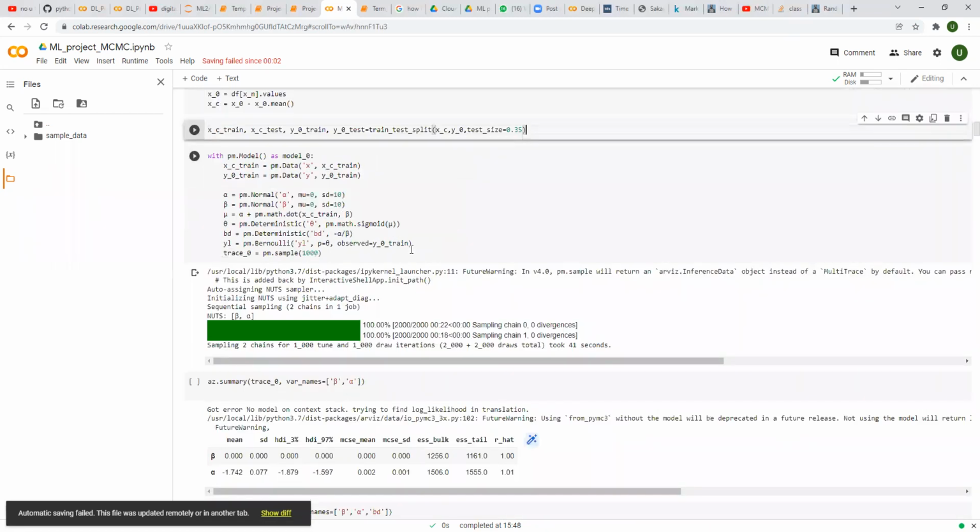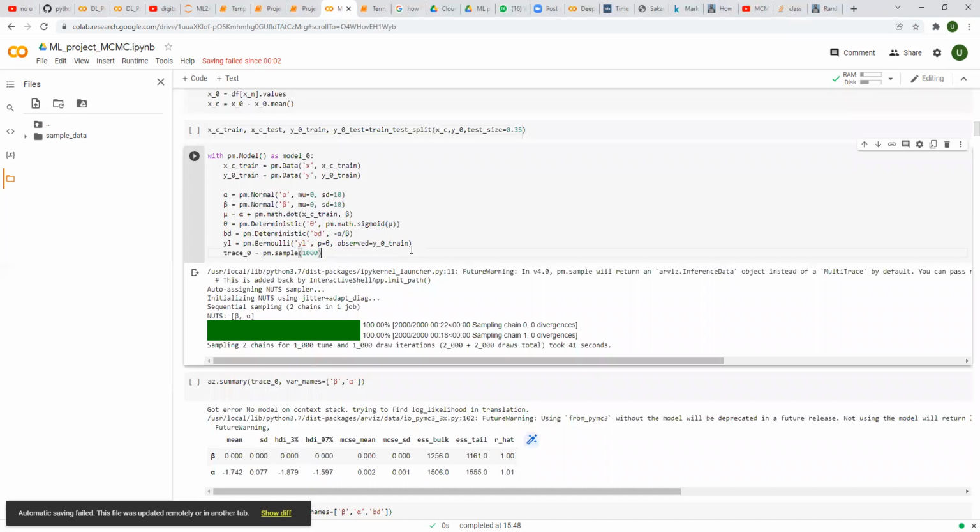Here we are making the model. So basically, over here, xc_train becomes our x data, and y_0_train becomes our y data. Alpha and beta are the parameters which are going to be used for the prior function. And over here, this is the likelihood function.